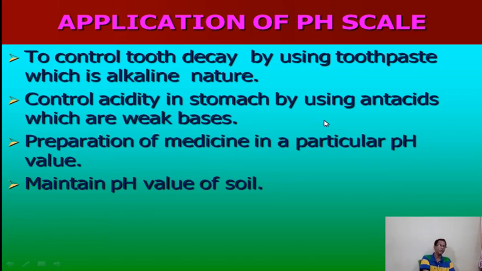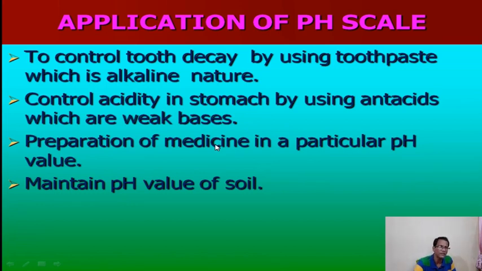Control of acidity in the stomach. When we feel indigestion, generally the doctor prescribes antacids. Antacids are weak bases. They control the excess acid in the stomach by increasing the pH value. When the acidic character increases in the stomach, the pH value comes down. To increase the pH value up to a certain limit, we can use an antacid, because an antacid is a weak base. It increases the pH value of the stomach, so the acidity and indigestion can be controlled.